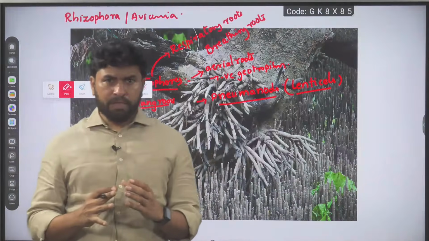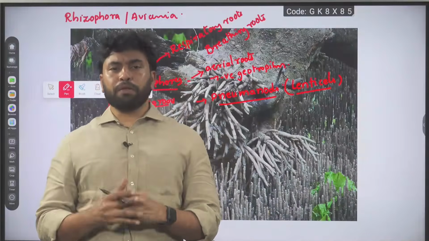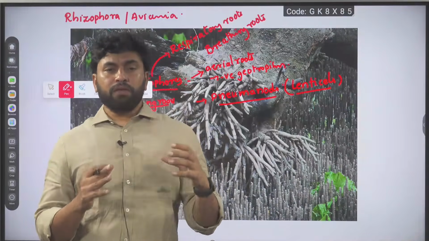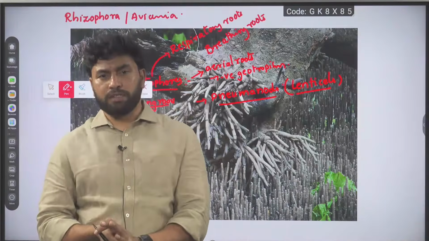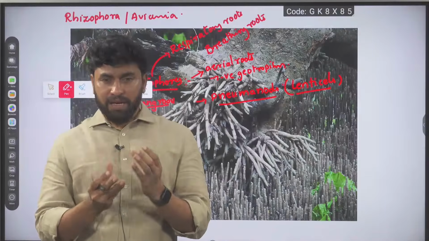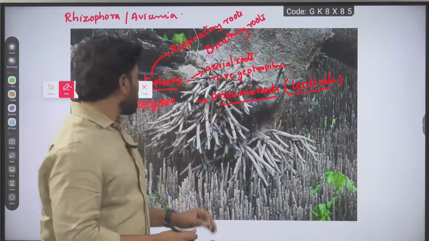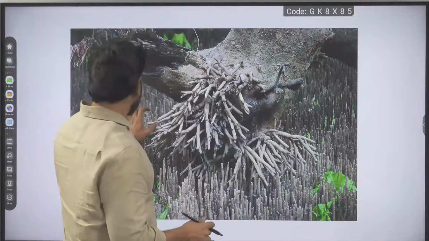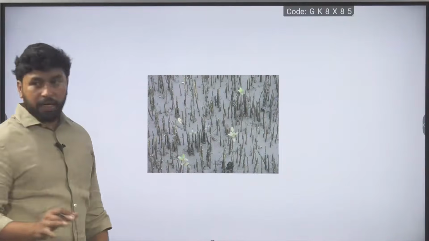There are some plants, especially epiphytic plants, whose leaves are temporary. If they want to survive, obviously they have to perform photosynthesis. So the root becomes green and gains the ability to perform photosynthesis. Such kinds of roots are called photosynthetic roots. Sometimes we also call them assimilatory roots.